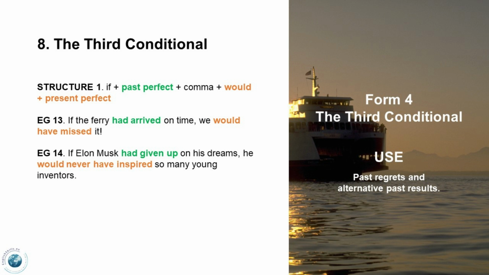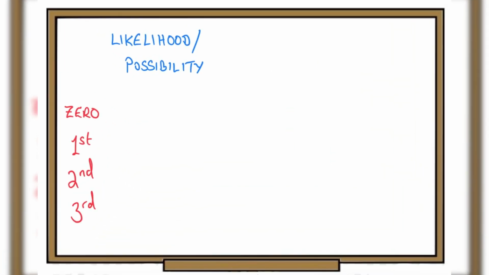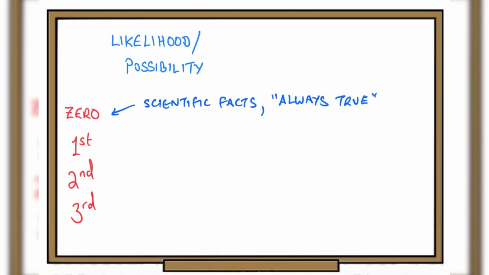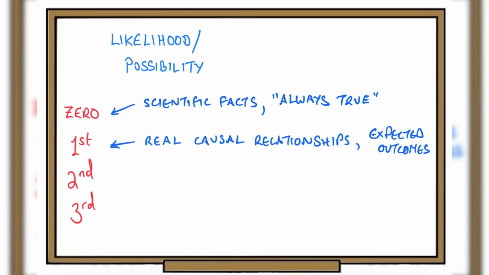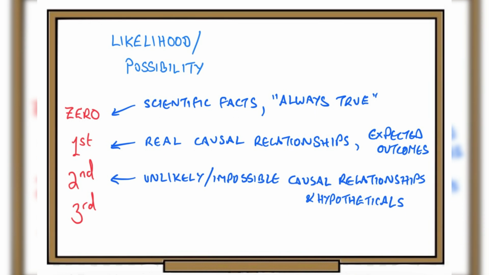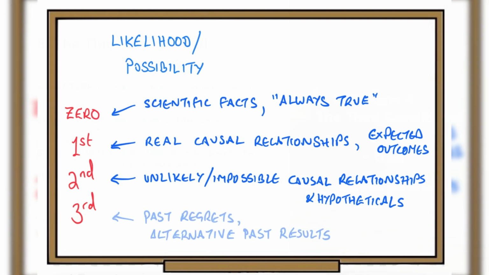Form 4. The third conditional. This is the final pure conditional form that we will look at in this lesson. Do you remember the journey from 0 to second? 0. Scientific facts, etc., and things that are always true. First, real cause and effect relationships and expected outcomes. Second, unlikely or impossible cause and effect relationships and hypotheticals. In this final pure conditional form, the focus shifts to past regrets and alternative past results.